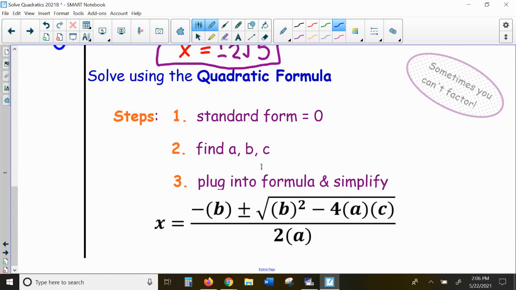Next, you're going to find A, B, and C. Remember that A, B, and C are just numbers, right? When we talk about those, we don't include the X's on them and all the variables. It's just numbers. Very important. Some of you guys are still trying to do ABC when you're doing your X for factoring and you're putting the X squareds on them and everything else. Remember, ABC is just the number parts. And step 3, you're going to plug it into this formula and simplify.